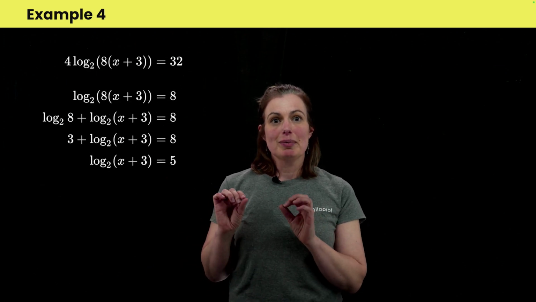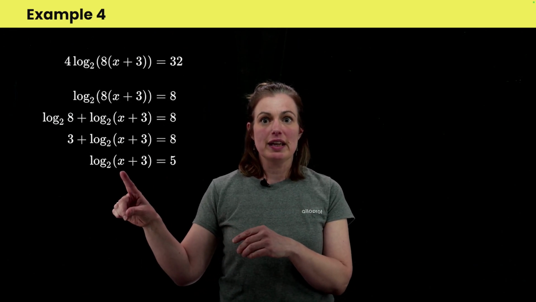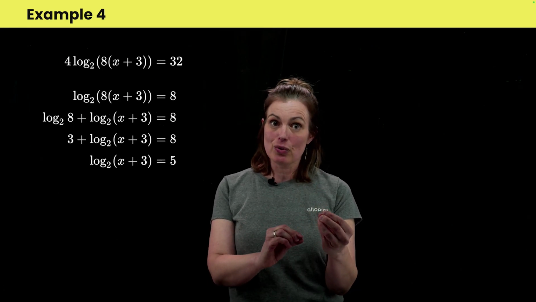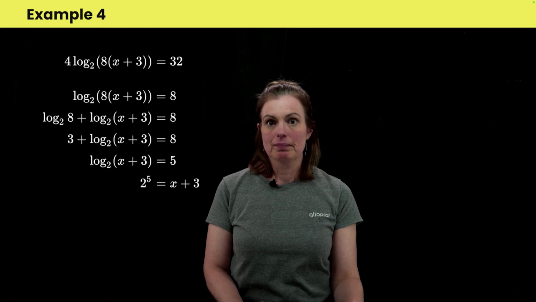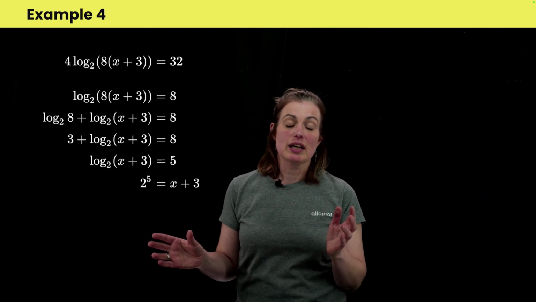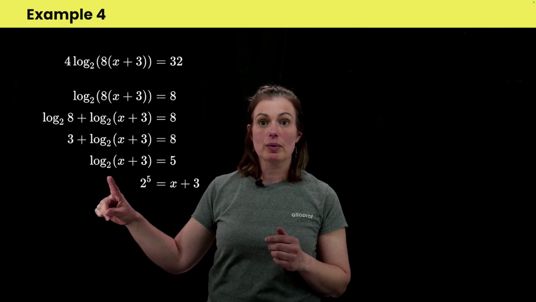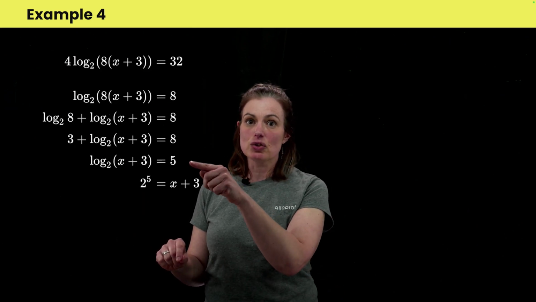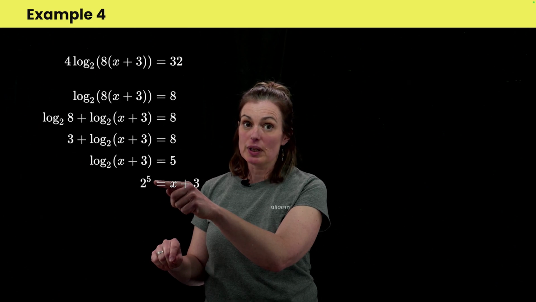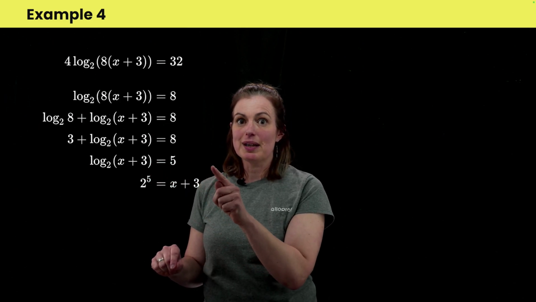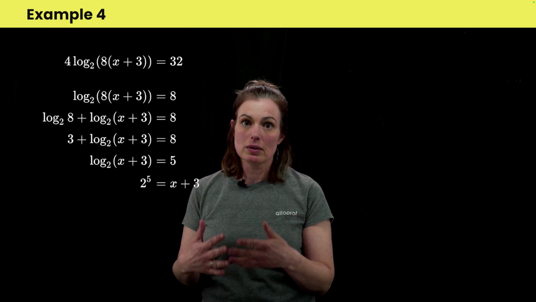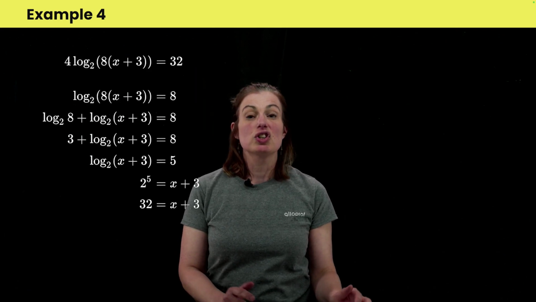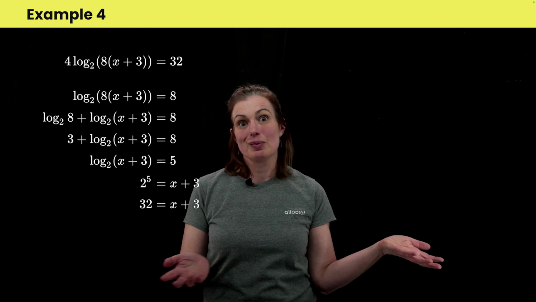Now here I run into a bit of a bug because I can't actually solve this with the x there. So I'm going to actually put this into exponential form to finish my problem. In exponential form, this is what it's going to look like. So remember that my base in logarithmic form remains my base when I put it into exponential form. The answer to my logarithm becomes my exponent, and my argument becomes my answer. So I have 2 to the exponent 5 is equal to x plus 3, which is, of course, the same as 32 is equal to x plus 3.